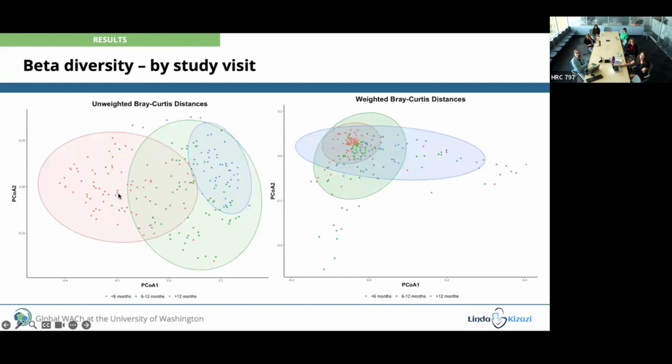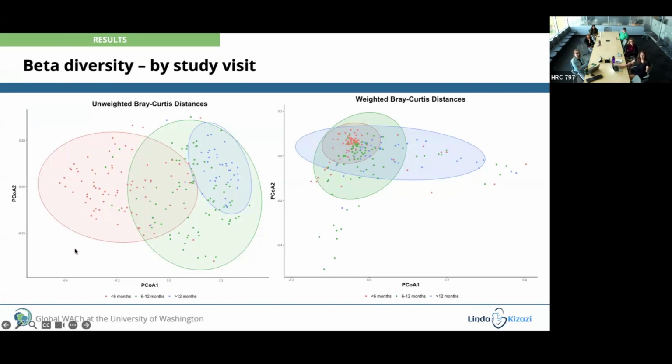When we look by time, we see something a little bit different. Instead of each study visit, because the sample size isn't enough, I've grouped visits together. So the red is visits before 6 months, green is visits between 6 and 12 months, and blue is visits past 12 months. Those divisions are based on that jump that we were seeing in the richness, and also on what we expect when the virome is shifting in composition.